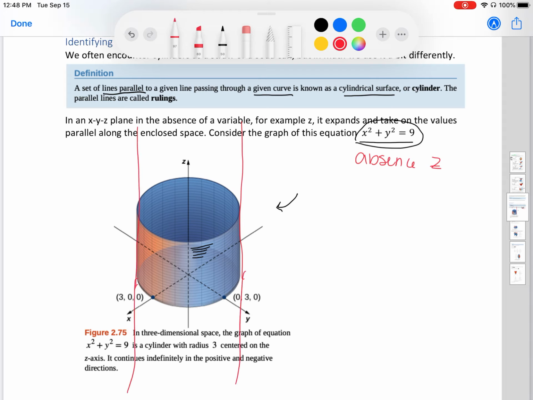This is just a chunk of our graph. Every z value that can be applied takes the value that's there. So really, this is a never-ending cylinder going up and down. A never-ending tube, I guess you can say. So the absence of it makes it so it extends on forever.